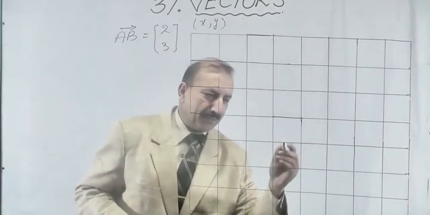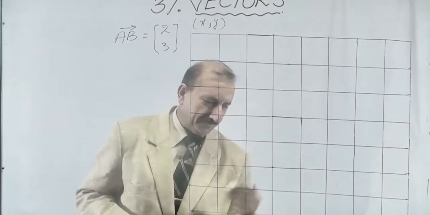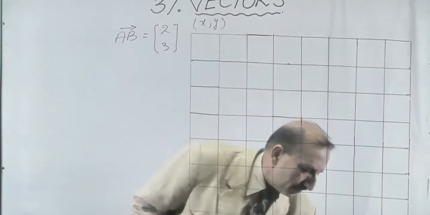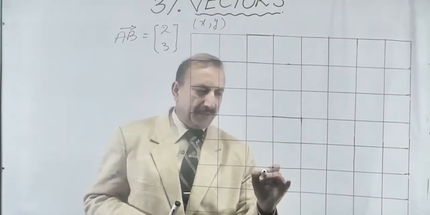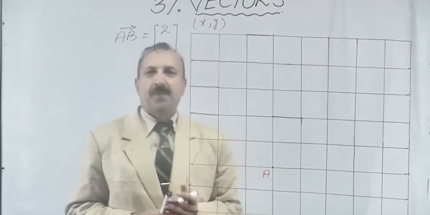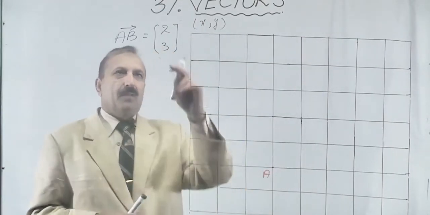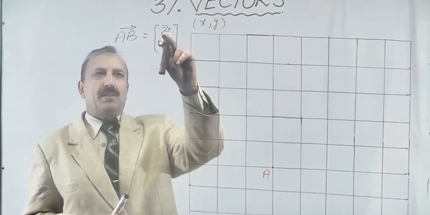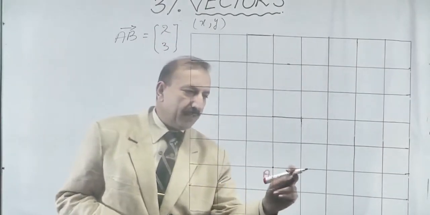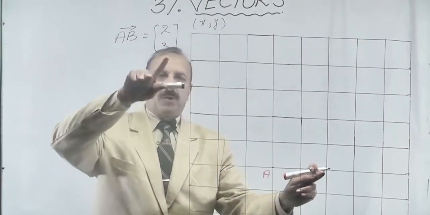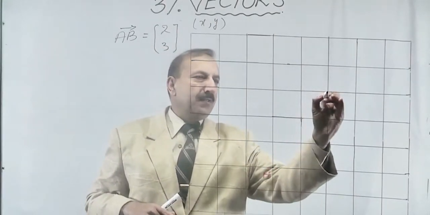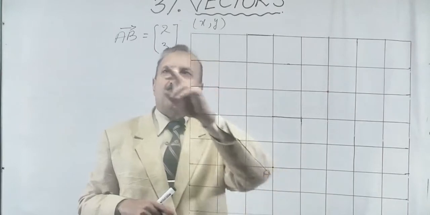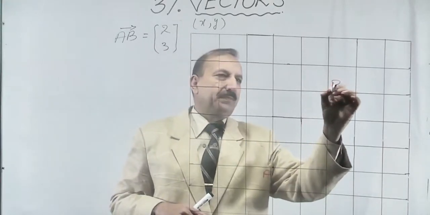Let's start this vector from here, and if this is the starting point, point A, then how many units along the x-axis? This is 2 units, this is 1 and 2 units. And the positive value of y is 3, 1, 2 and 3 units. This is finally the destination of this vector, that is point B.